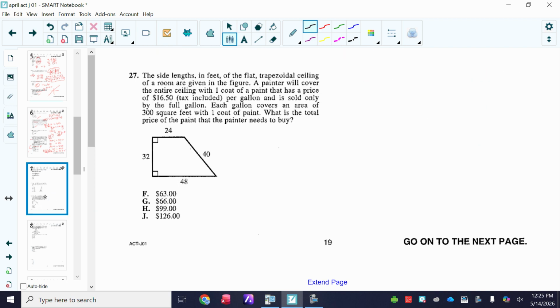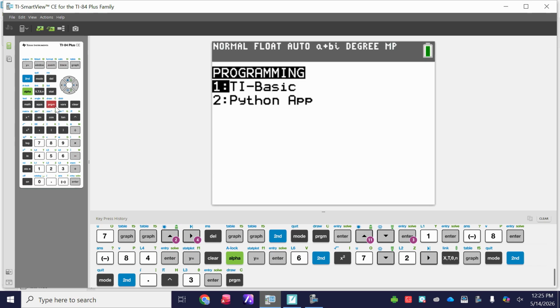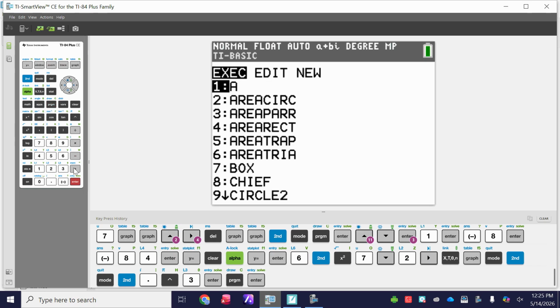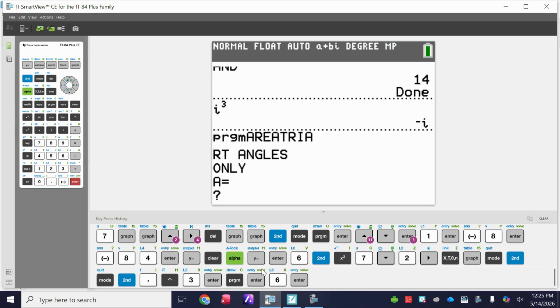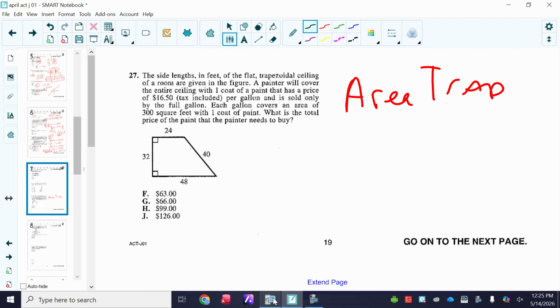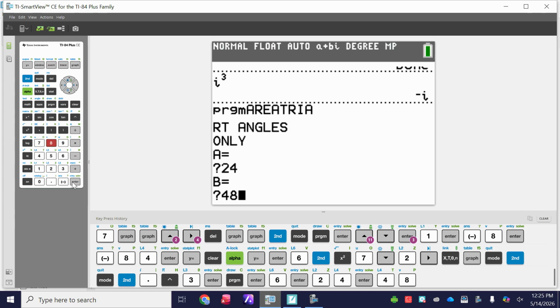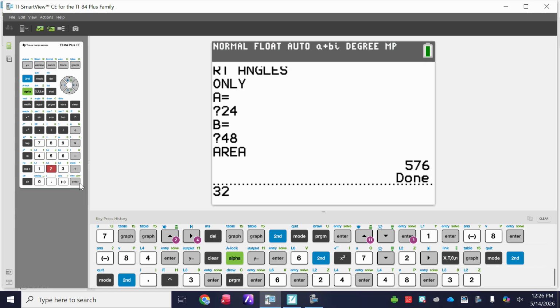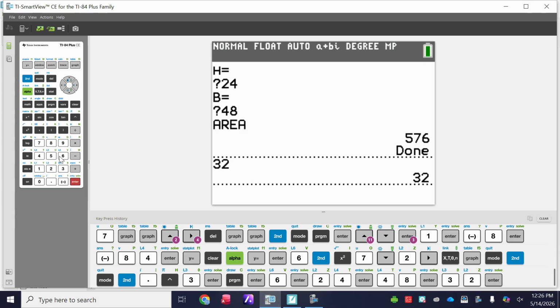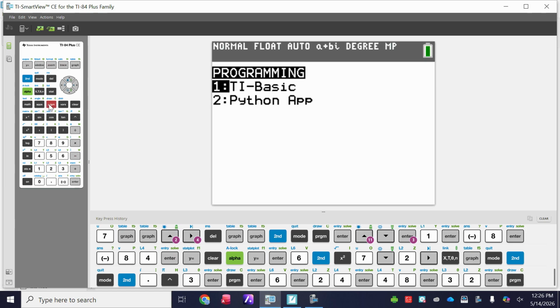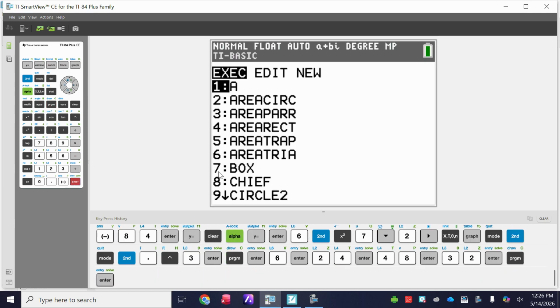All right, this is perfect for area of trapezoid because I can figure out the area. Watch how easy. I go program, area of trapezoid. I put in the dimensions, 24, 48, and then the altitude is dropped for me is 32. Oops. Did I do it the wrong one? Trapezoid's 5. I did triangle.